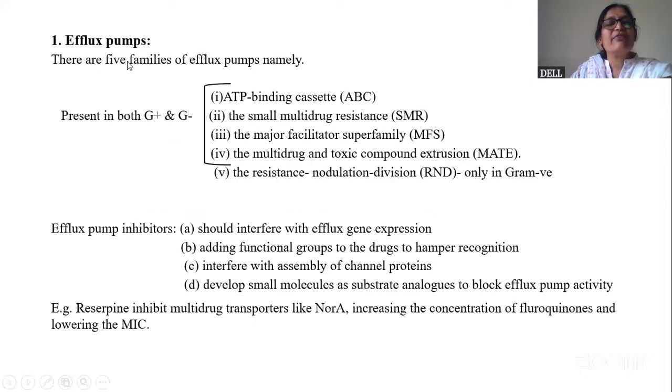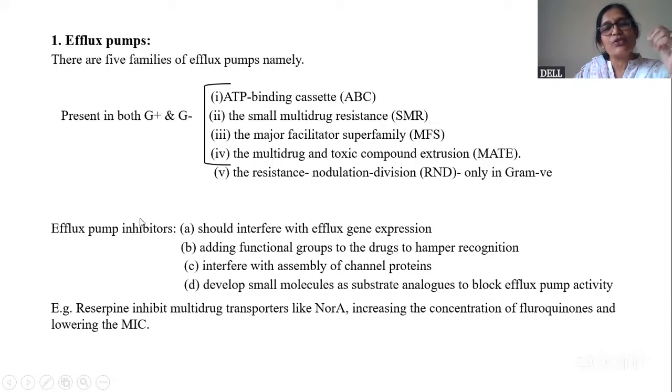Talking about the efflux pumps, there are 5 classes, and 4 classes are common to both gram-positive and gram-negative. So ATP binding cassette, all of you are aware. Then we have SMRs and MFS and the MATE.